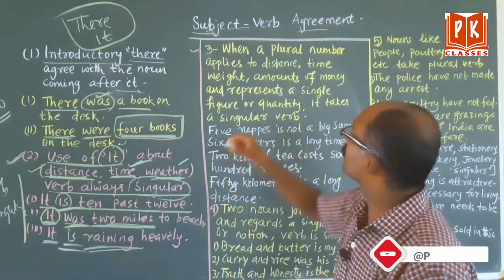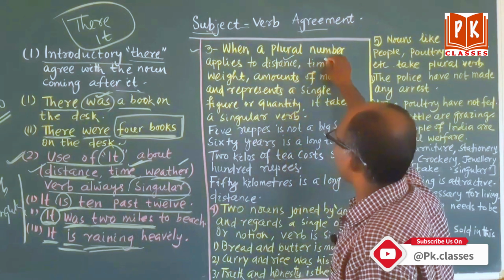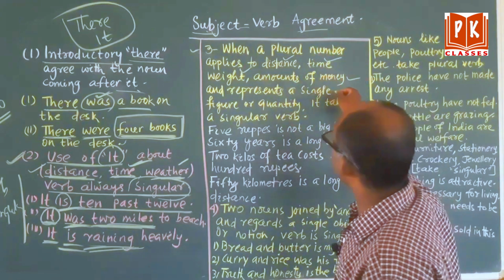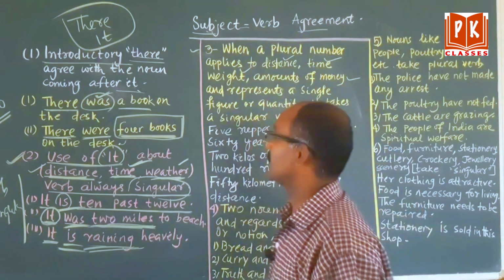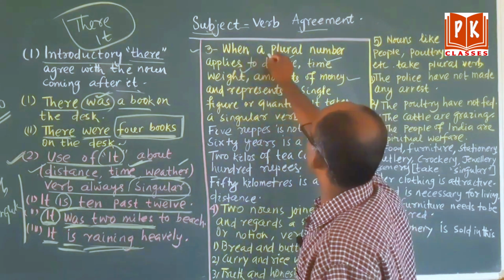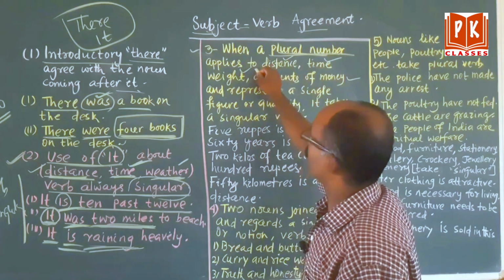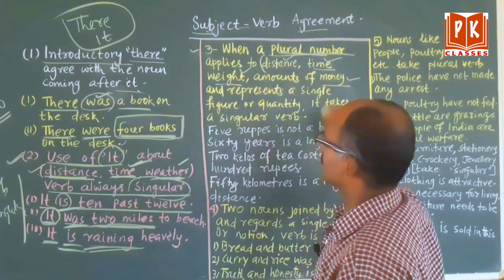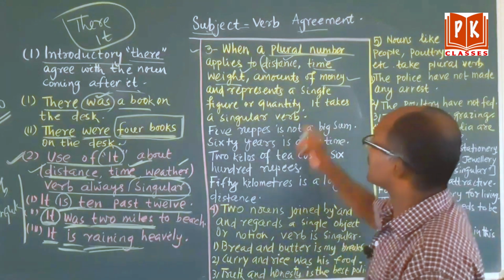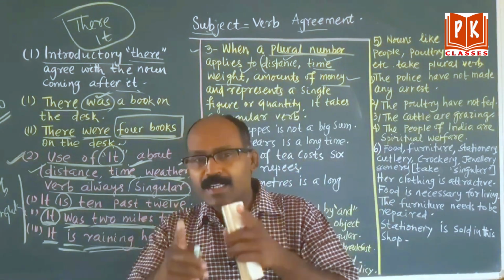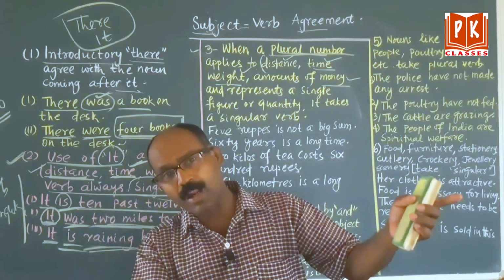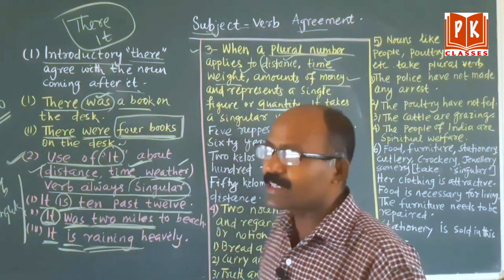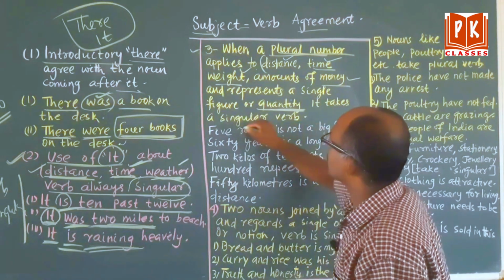And it is applied to whom? The distance, time, weight, amounts of money, and represent the single figure. It may be singular, it may be plural. That means plural number applies to whom? The distance, time, weight, amounts of money. And after that it represents a single figure. If it represents a single figure or quantity, then it will take what? It will take singular verb.